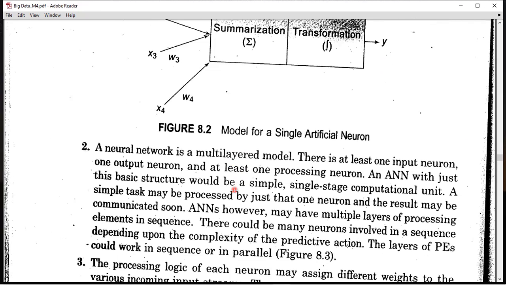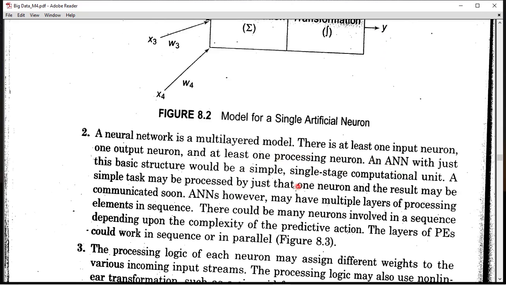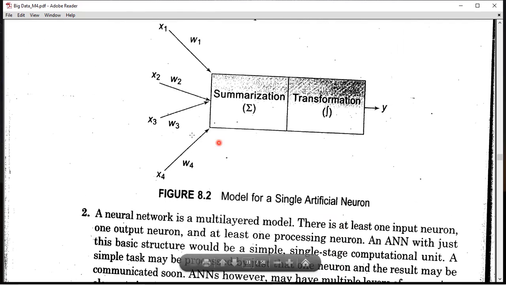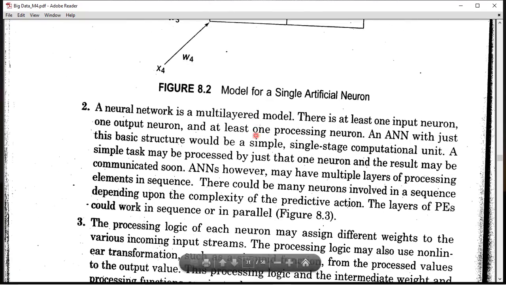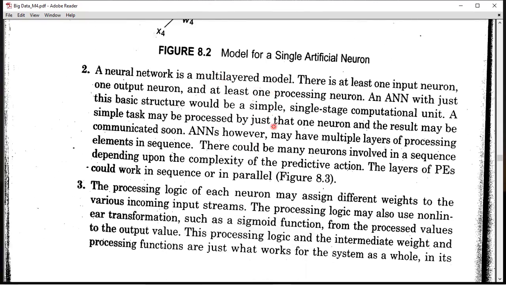A neural network is a multi-layered model. This is what I just explained here. A simple task may be processed by just one neuron. If you are designing artificial neural networks for a simple task, then you might need only one neuron. But for complex tasks, mainly we'll be using artificial neural networks for complex tasks. There you will be needing multiple layers of processing. You will be needing multiple layers of neurons. So in between your input and output layer, there will be many neurons and processing units. That is what has been explained. It is a multi-layered model.